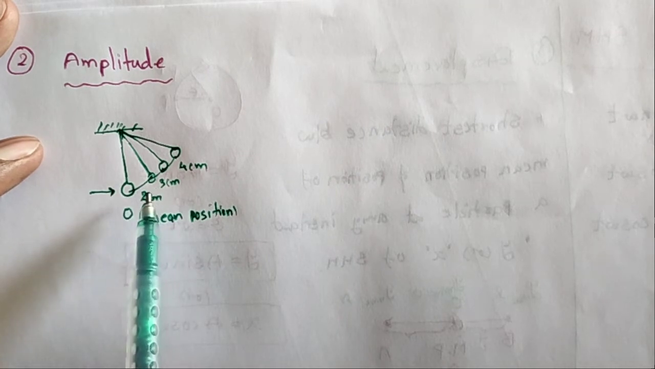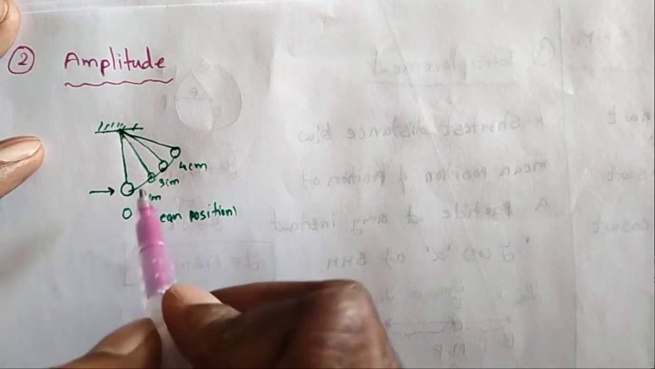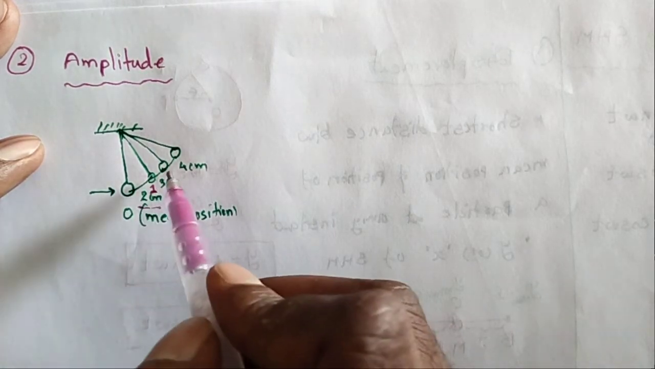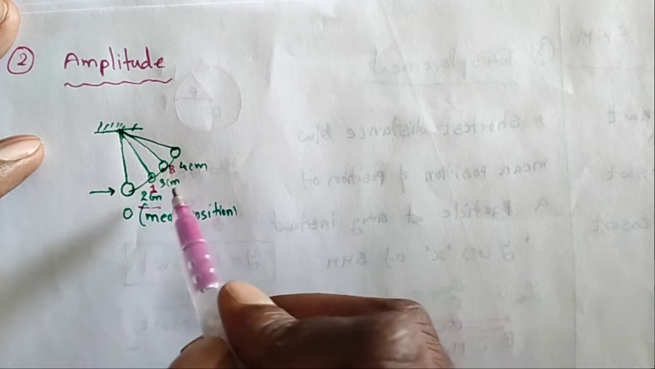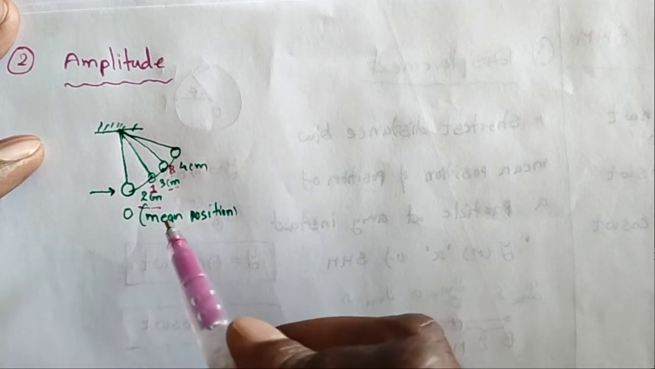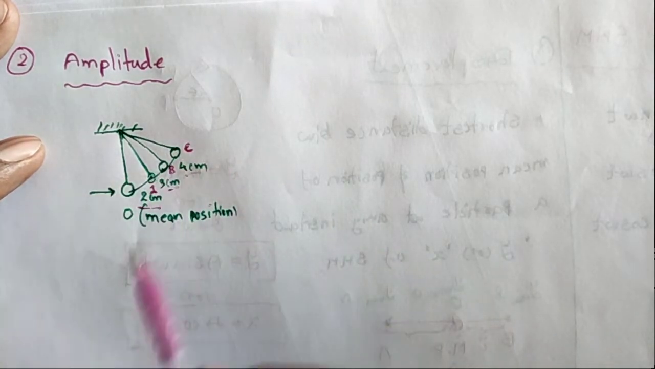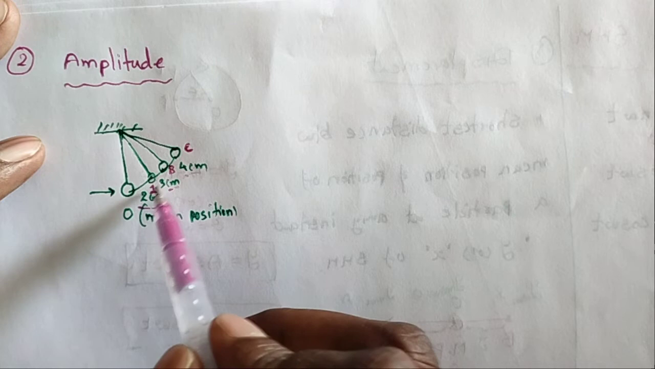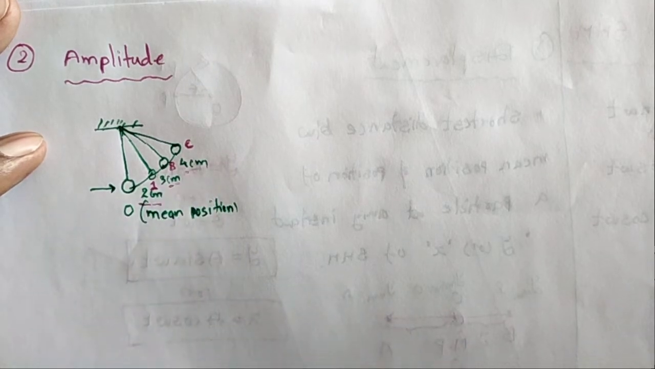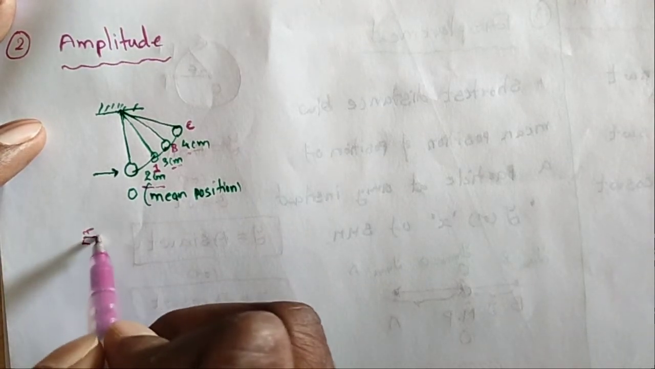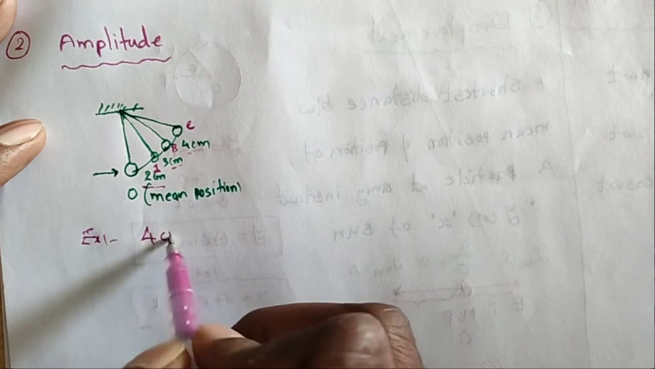All of you are understanding? When the force is increased, at first, how much distance is it moving? 2 centimeters. Next, it reaches the B position. How many centimeters is it moving? 3 centimeters. Next, the force is increased, it moves 4 centimeters. In these three cases, A, B, C, which is the maximum distance covered? In this example, the maximum distance is 4 centimeters.